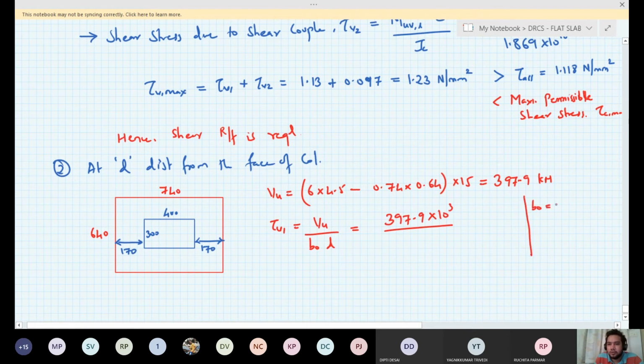So b0 here will be 2 into this 740 plus 640. So how much is this d value? d value is fixed, that is 170. 740 plus 640 is 1380, into 2, so it will be 2760. So 2760 into 170. So how much is this value?